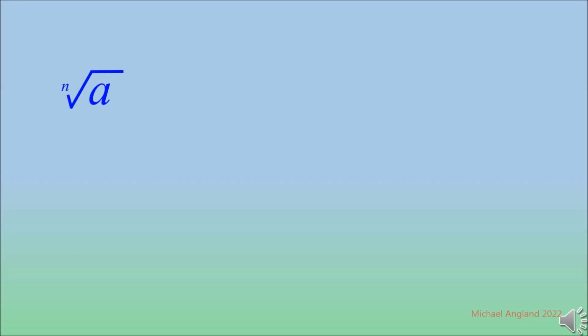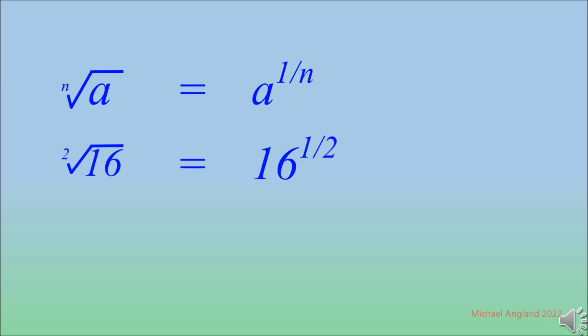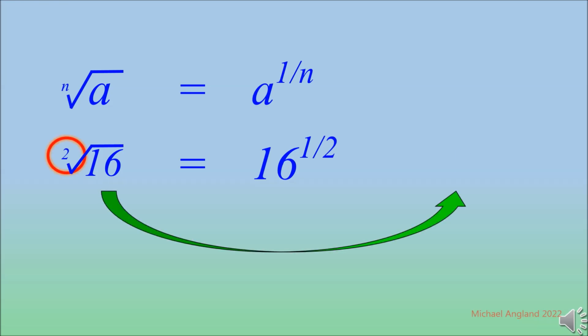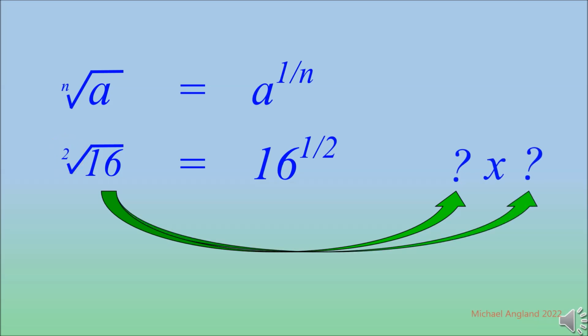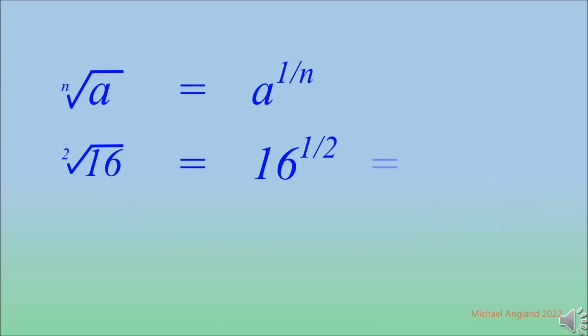Sixth rule. The nth root of a is equal to a to the 1 over n. So let's take an example. The second root, or the square root of 16, is equal to 16 to the 1 over 2. Well, what does that mean? It means what number multiplied by itself twice gives 16? Well, something times something is equal to 16. We happen to know that that's 4, or negative 4.